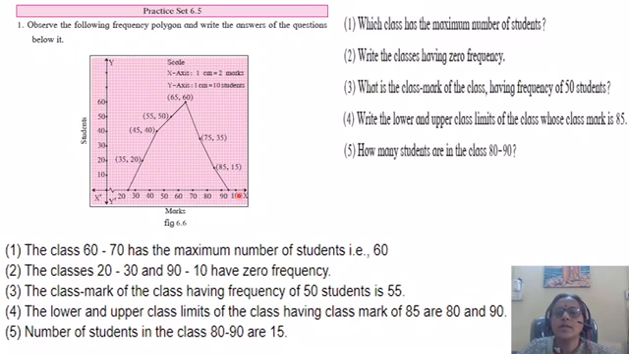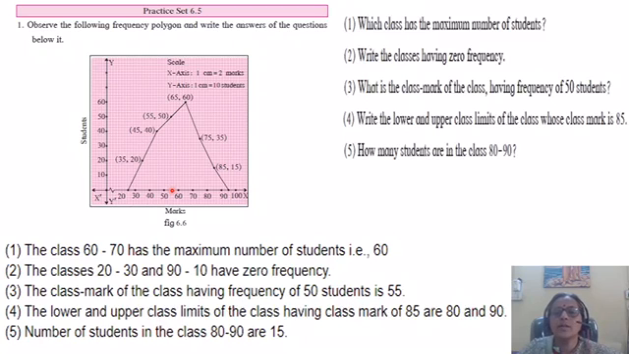Third question, write the class mark of the class having a frequency of 50 students. Observe, 50 students. The class mark of the class having frequency 50 students is 55. The class is 50 to 60, so the class mark is 55, that is 50 plus 60 divided by 2.